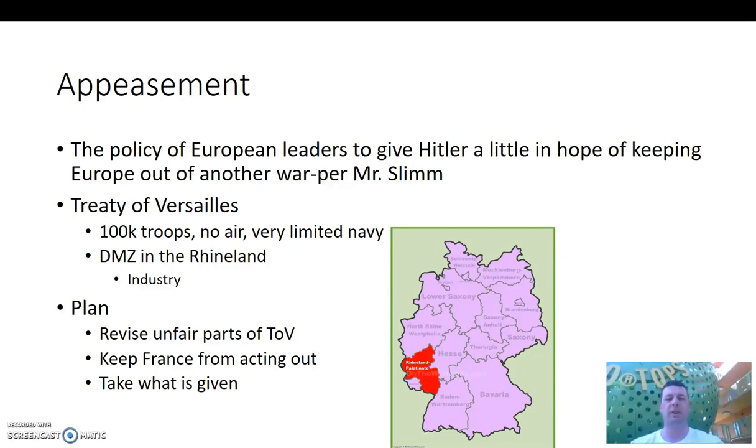He also wants to make sure that he keeps France from acting out, because he knows that Germany is extremely weakened at this point, and he knows that if France can come in and organize some collective military action, Germany is really going to be in trouble, especially early on in the mid-1930s. And then finally, he's just going to take what's given to him. He's willing to negotiate a little bit in order to get what he wants, in order to keep moving Germany forward.